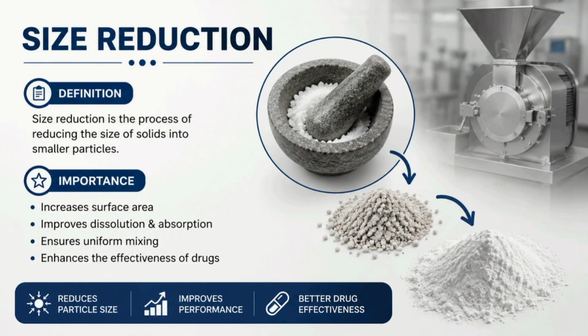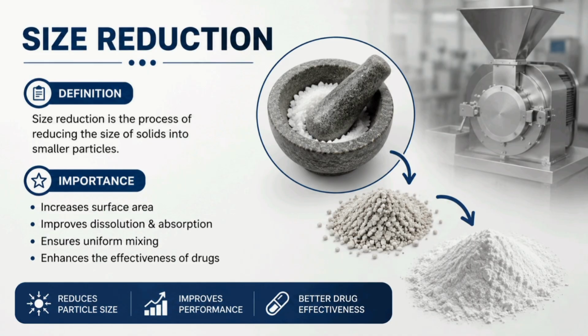Size reduction is also helpful in the preparation of suspensions and emulsions. It improves the content uniformity in tablets and capsules. In herbal preparations, size reduction helps in the extraction of the active constituents. In industries, large-scale machines called mills are used for this process. Thus, size reduction is an essential operation in pharmaceutical manufacturing. The simple definition for students is: size reduction is the process of converting large particles into smaller particles using a mechanical force.